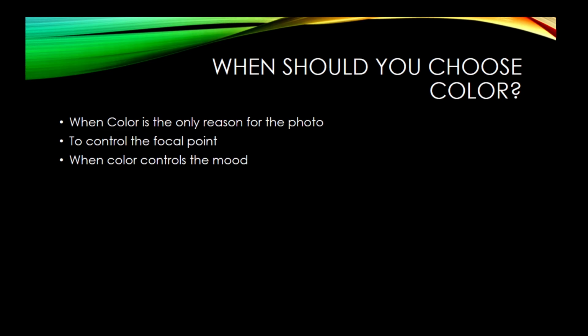1, color is the only reason the photo exists. Meaning, without color, this photo wouldn't have any focal point, it wouldn't have a reason to look at it. Color is the whole photo itself.